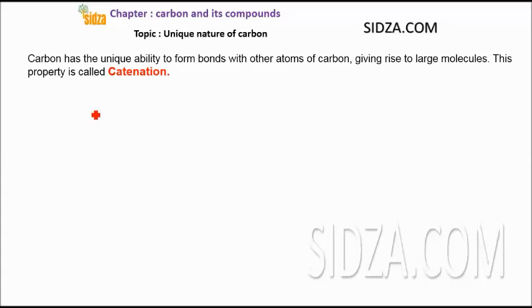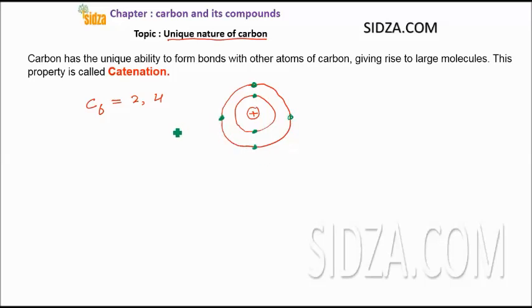Hi students, now in this video we will discuss the unique nature of carbon. Carbon, we know, has atomic number 6 and its electronic configuration is 2 and 4, which means that carbon has 2 electrons in the first shell and 4 electrons in the second shell. So 2 electrons here in the first shell and 4 electrons in the valence shell.